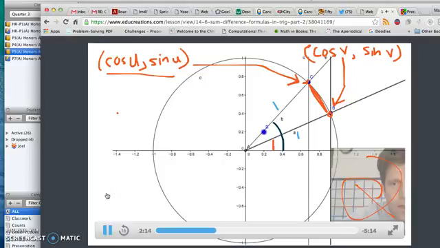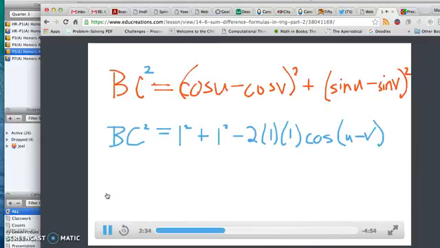Now you probably already see why we found BC squared up here. The law of cosines says that this side squared, I'll say c squared, equals a squared plus b squared minus 2ab cosine of this angle. And this angle we know is u minus v. Those sides were each 1, so BC squared equals 1 squared plus 1 squared minus 2 times cosine of u minus v. And we can simplify a little. That says u, in case you have a hard time reading that.